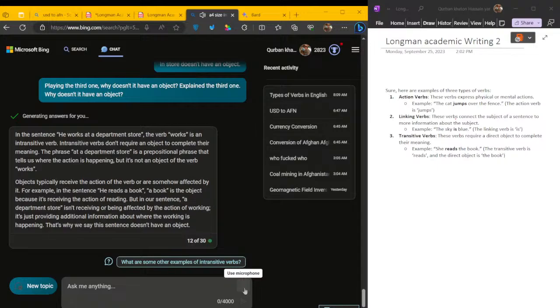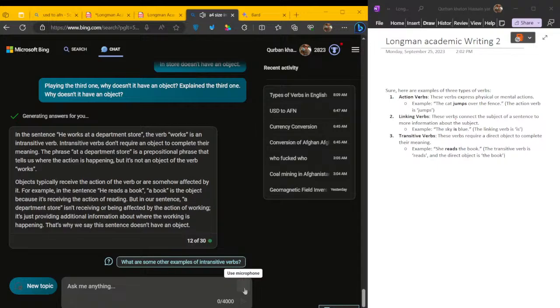Okay. What about he works on the department store? In the sentence, he works on the department store, the verb works is still an intransitive verb. The phrase on the department store is a prepositional phrase that provides more information about where or how the action is happening, but it's not an object of the verb works.